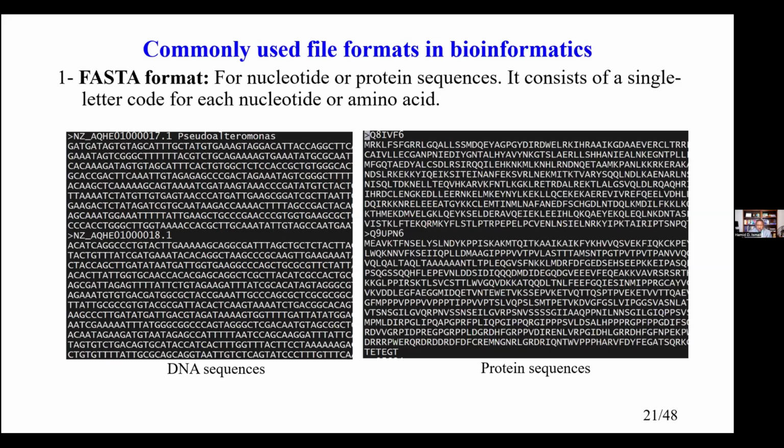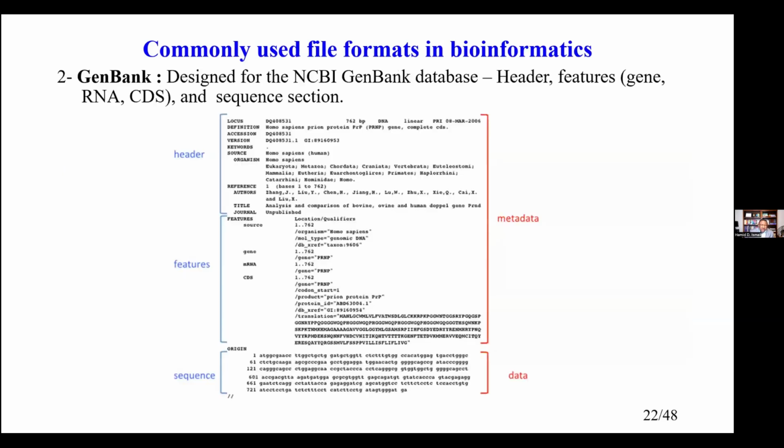In the case of protein, there will be amino acids, very simple. They are very important and we use them in the analysis. The second format is GenBank, and GenBank includes more information: a header, features, and the sequence. The header includes any metadata, like about the experiment, the location, and additional information that you may need, about the publication and so on.